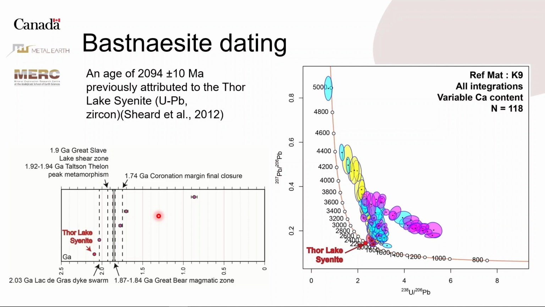There's nothing that seems to really overlap. There is the Great Slave shear zone that is nearby, so we think that maybe this could be just the reworking of this. The Taltson-Thelon peak metamorphism is a bit disconnected, and we also have magmatic events, dike swarms, but nothing really overlaps, and even more for the 800 million years old one, nothing really exists in the literature, it seems. So this is really new information, and we're still thinking about what this all means.